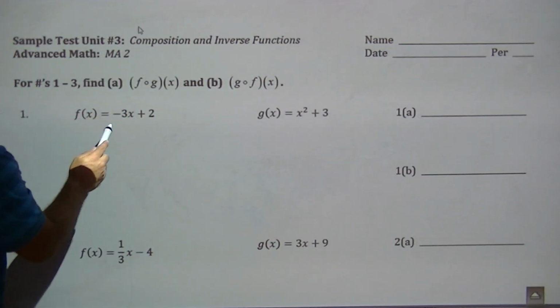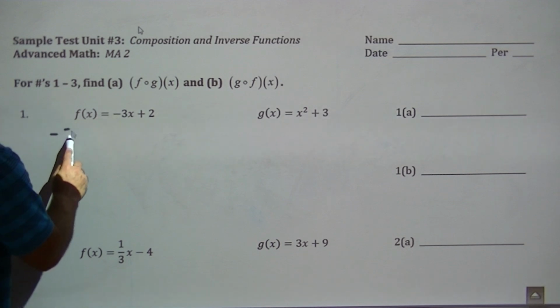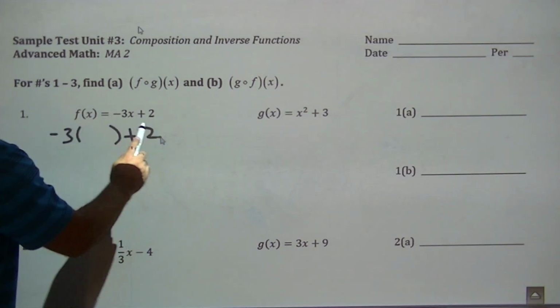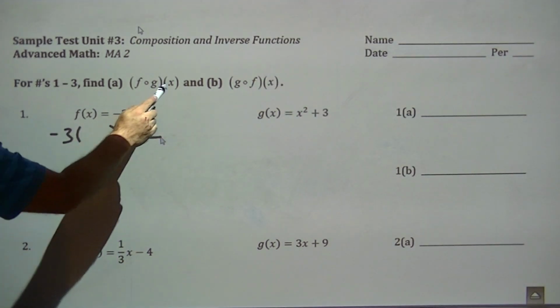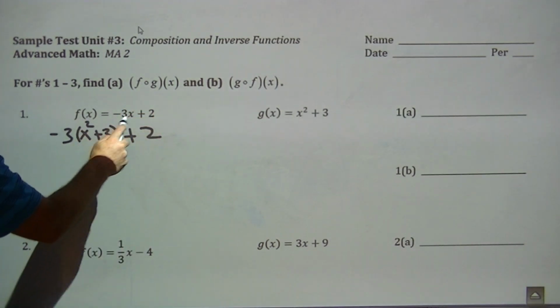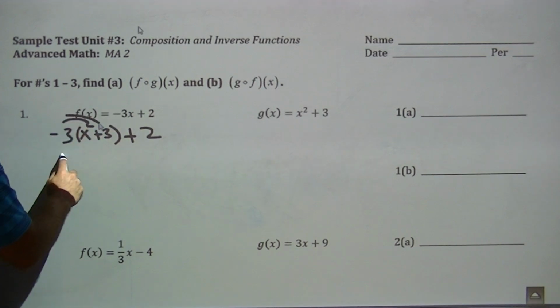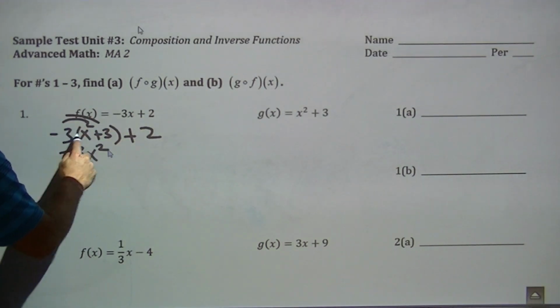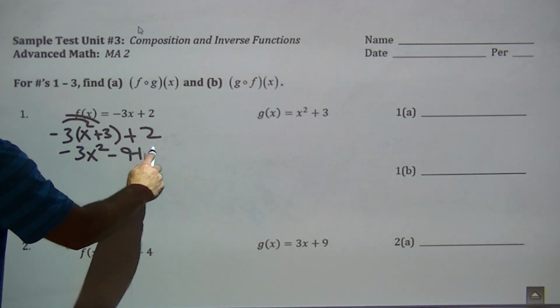So if I do f of g of x, I'm starting with the f function. First step is to take out the x. Then I'm going to put in the g function. Since it ends with x, I'm going to distribute that. That's negative 3x squared. Negative 3 times 3 is negative 9.